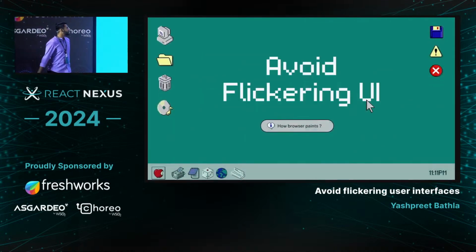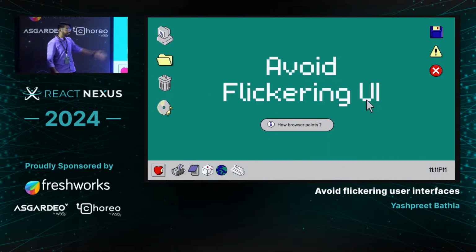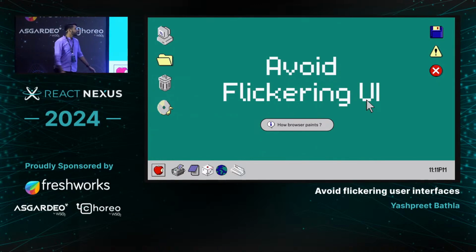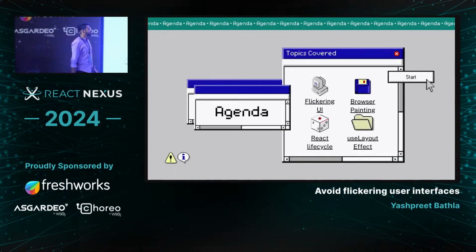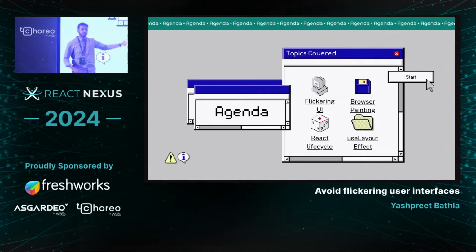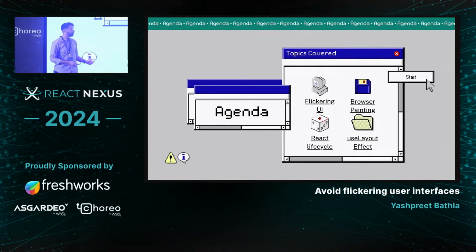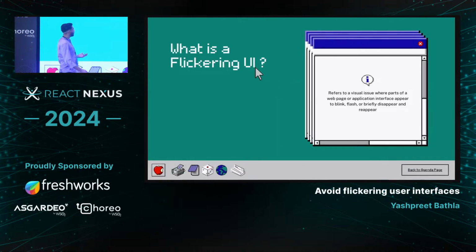Okay, so the topic for today is avoiding flickering user interfaces and how the browser paints. Right, let's go and see the real agenda. The first topic we'll be discussing is what a flickering user interface is. Second, we'll deep dive into what browser painting is and how it happens. Then we'll go for the React lifecycle, and at the last, I'll introduce a React hook called useLayoutEffect.